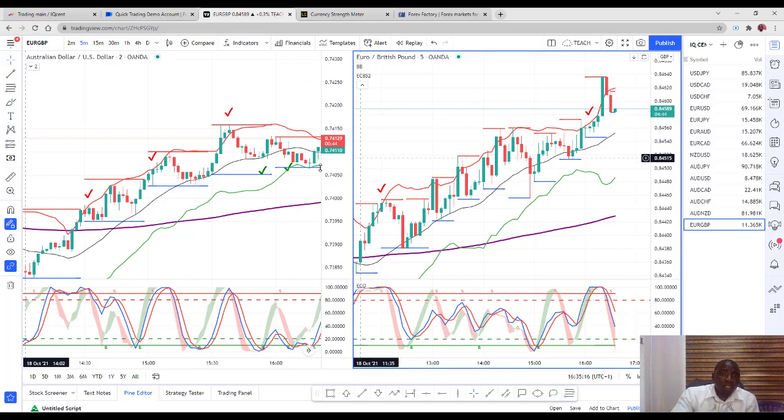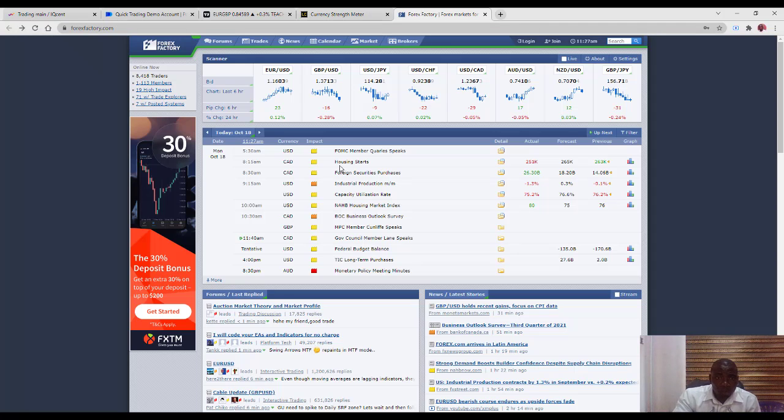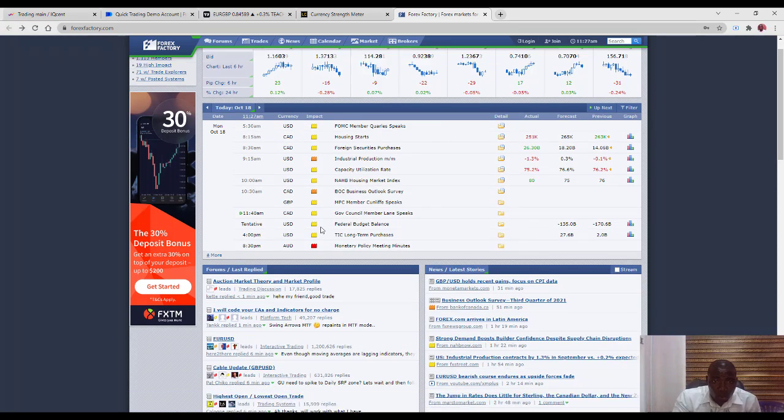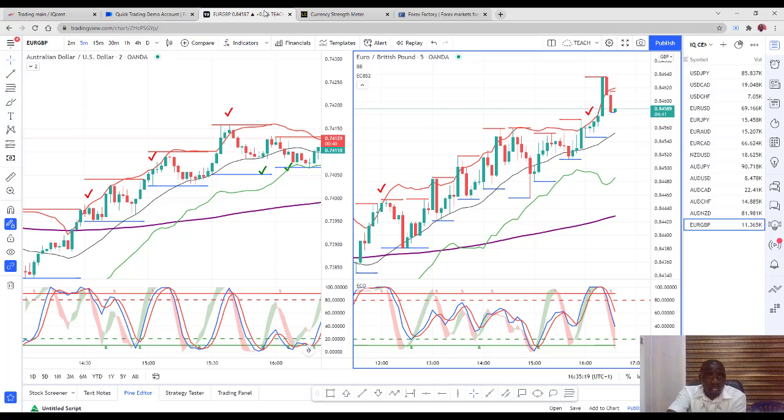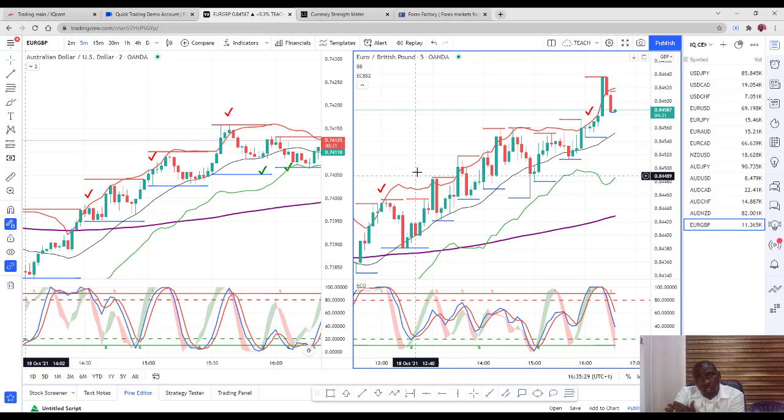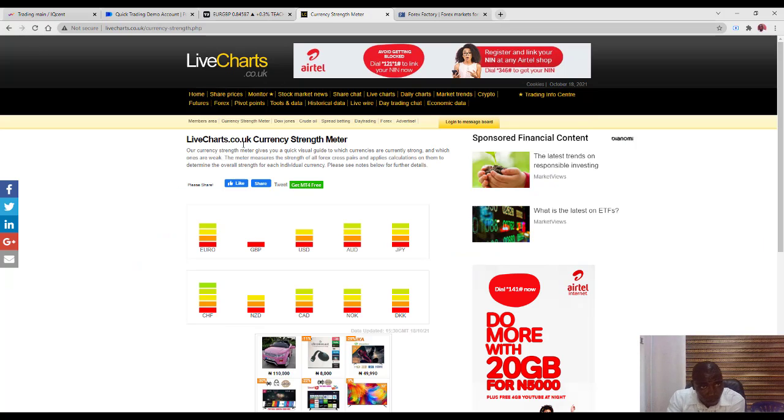Very good. Now, you can still make use of the news also if you want to look at the news and begin to trade. But me specifically, I don't use the currency strength meters. I don't, because sometimes it becomes misleading. It becomes misleading because just like your indicators, it is also lagging.